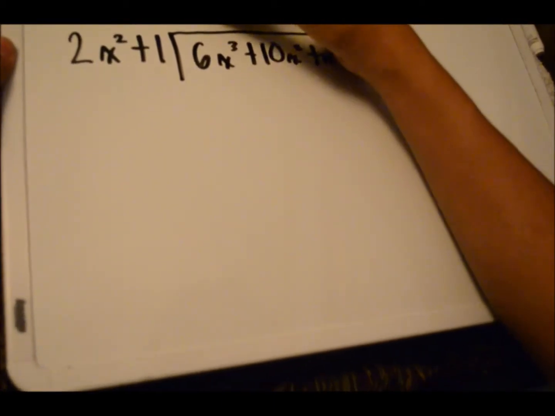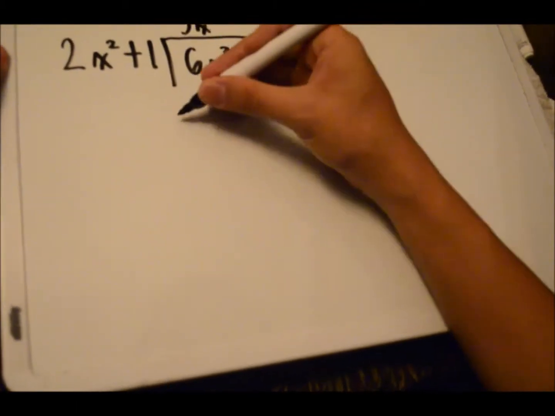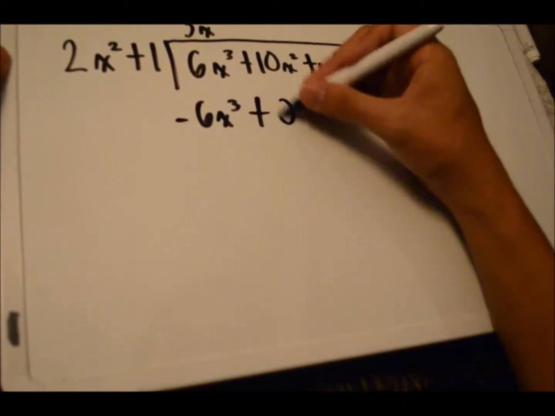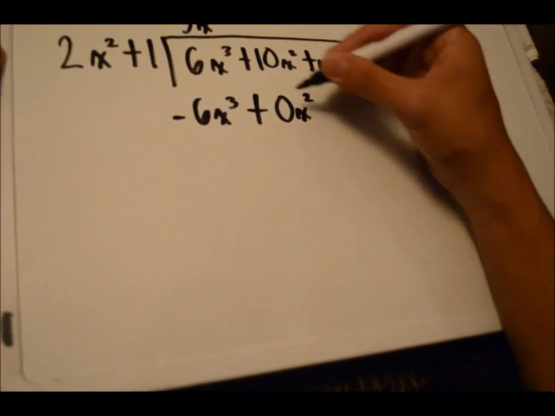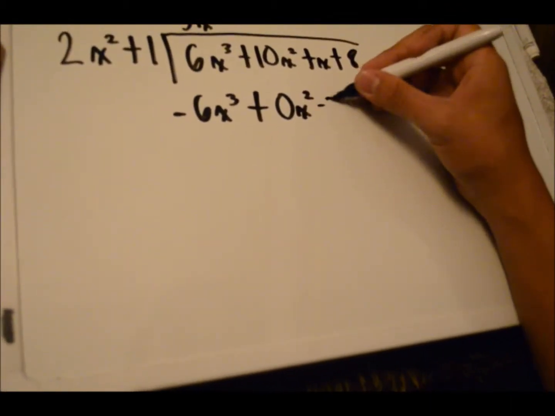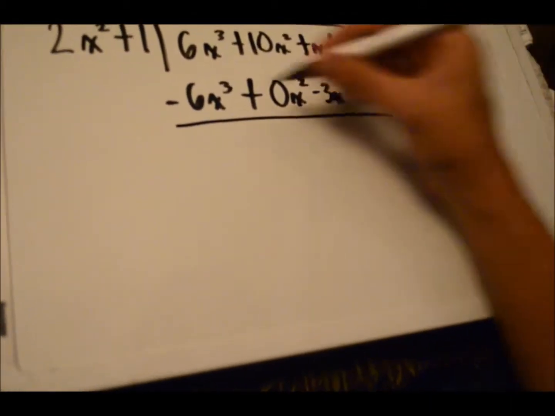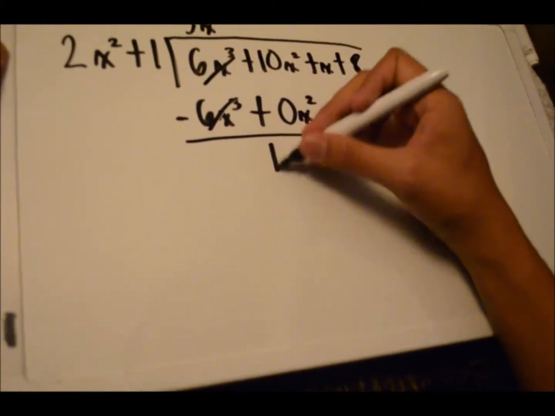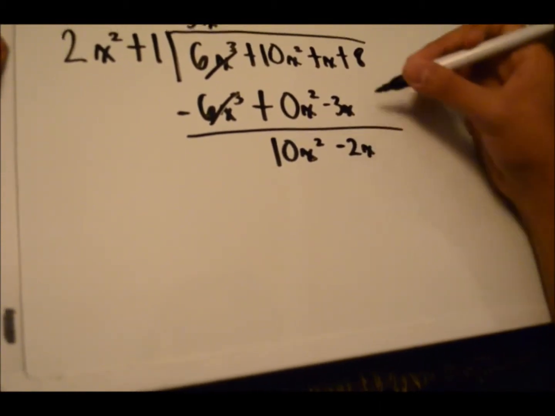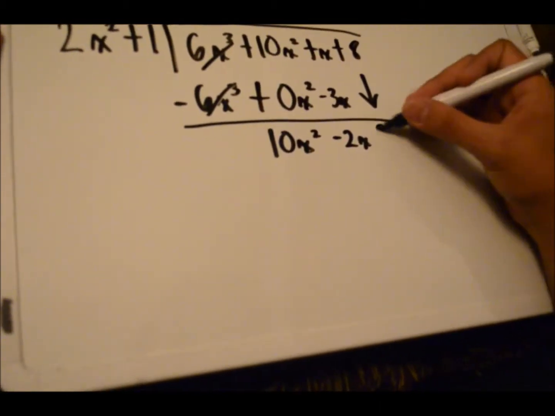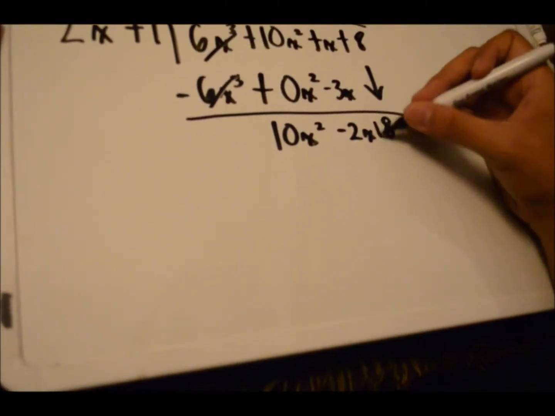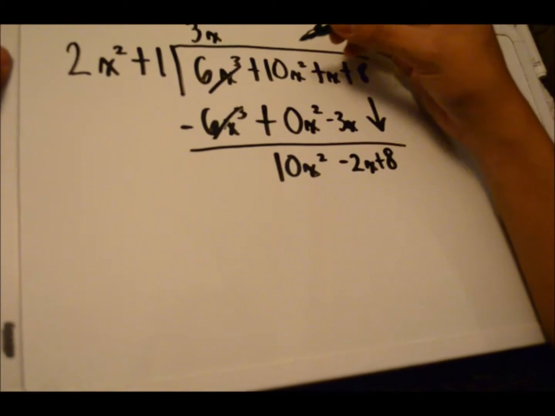Now we need to find our first term, which is 3x, and we get that by multiplying 3x by 2x squared plus 1 to get 6x cubed plus 0x, which is our placeholder, minus 3x. Now note that we are always subtracting our terms, and we are left with 10x squared minus 2x, and then we're going to drop down our 8, and it's going to be minus 2x plus 8.